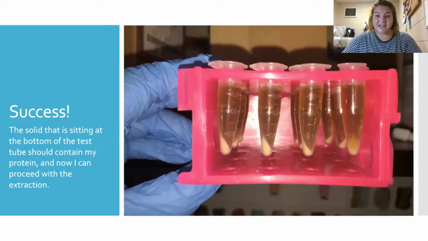On this slide, you see how the solution no longer looks murky. That means that the pellet and the protein have separated from the liquid in the tube. So at the bottom, we had success. We have some sort of protein. Now, more than likely, there's going to be more than just G6PD in that pellet at the bottom. But now that I have that, I can dissolve it in my buffer, and I can continue with the rest of the experiment.